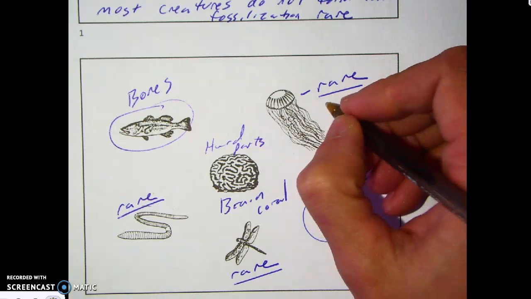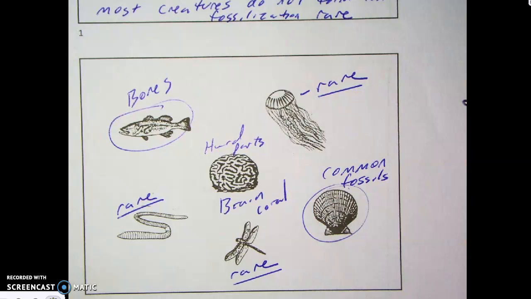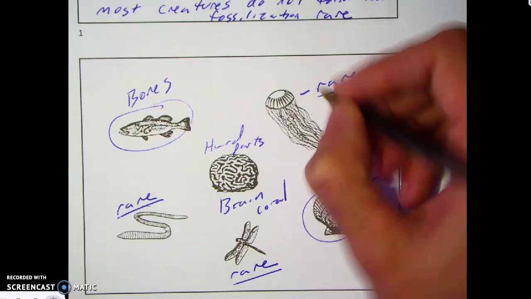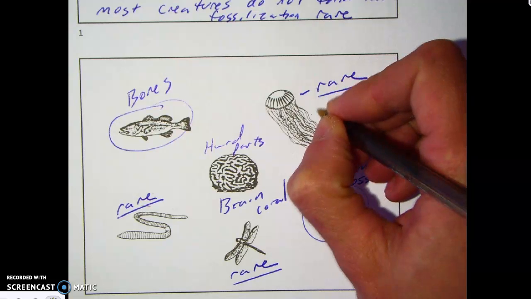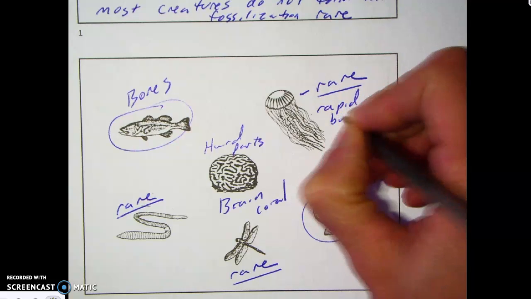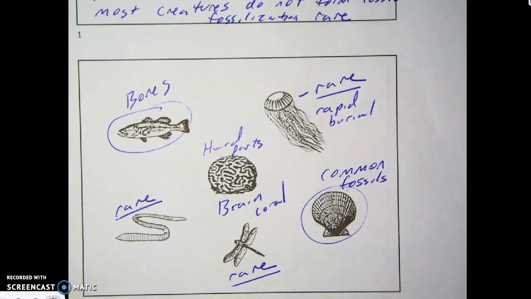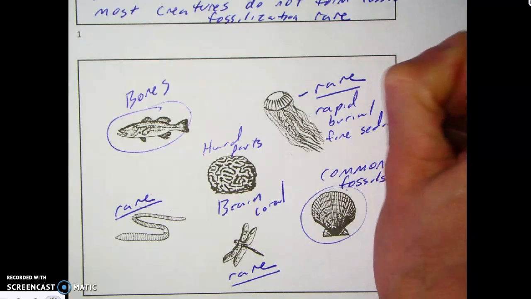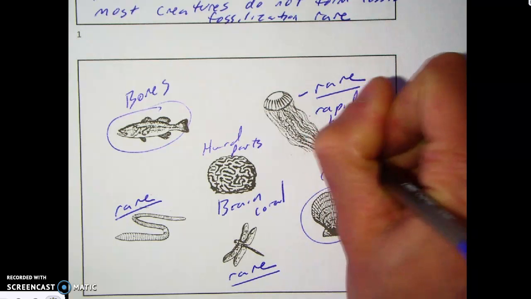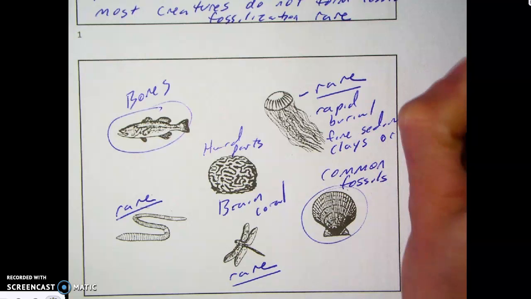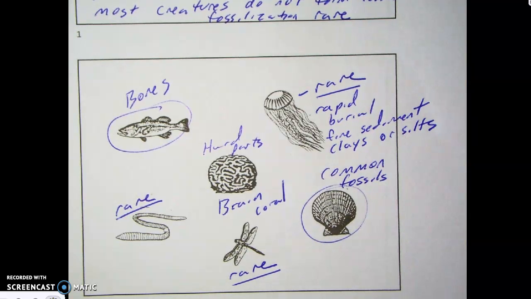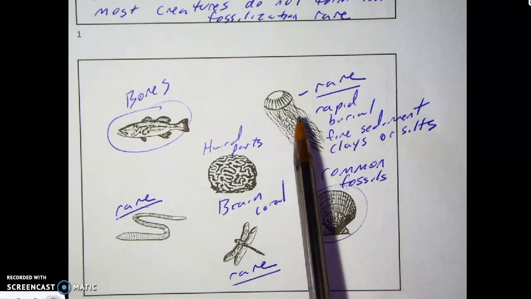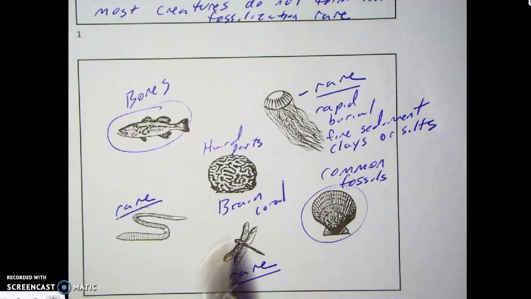Well, the answer is it can't have time to decay or be eaten by an animal. So it has to have been buried rapidly. So we have to have rapid burial. So there isn't time for it to decompose. So there isn't time for some other scavenger to come along and eat it. And it usually has to be buried in fine sediment, clay, or silt. And if things happen in just the right sequence and the timing is perfect, we can get fossils of jellies, we can get fossils of worms, and we can get fossils of insects.